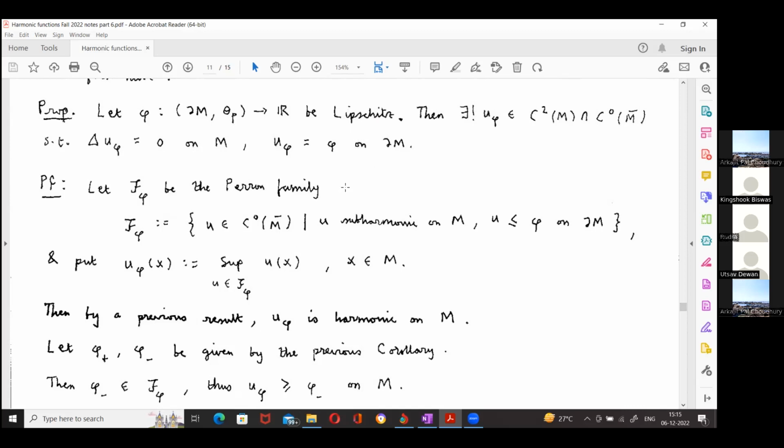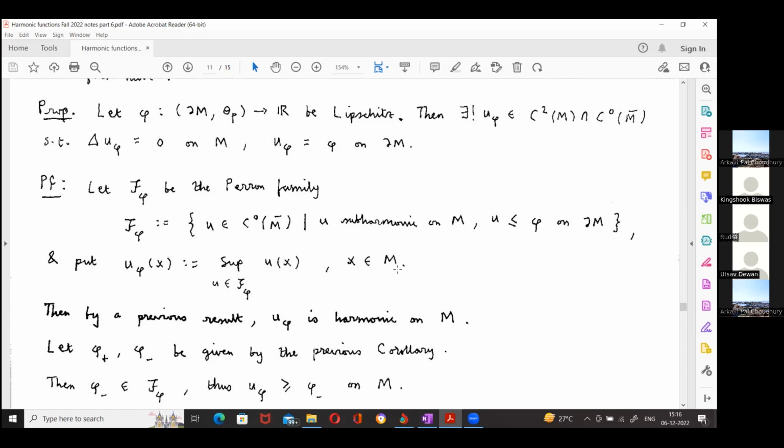So we now take the Perron family for the whole space. That means I look at u in C0 of M closure, such that u is subharmonic on M and u is less than or equal to phi on boundary M. And as before, I put u phi of x, the Perron solution, to be the supremum of u in F phi of u of x.